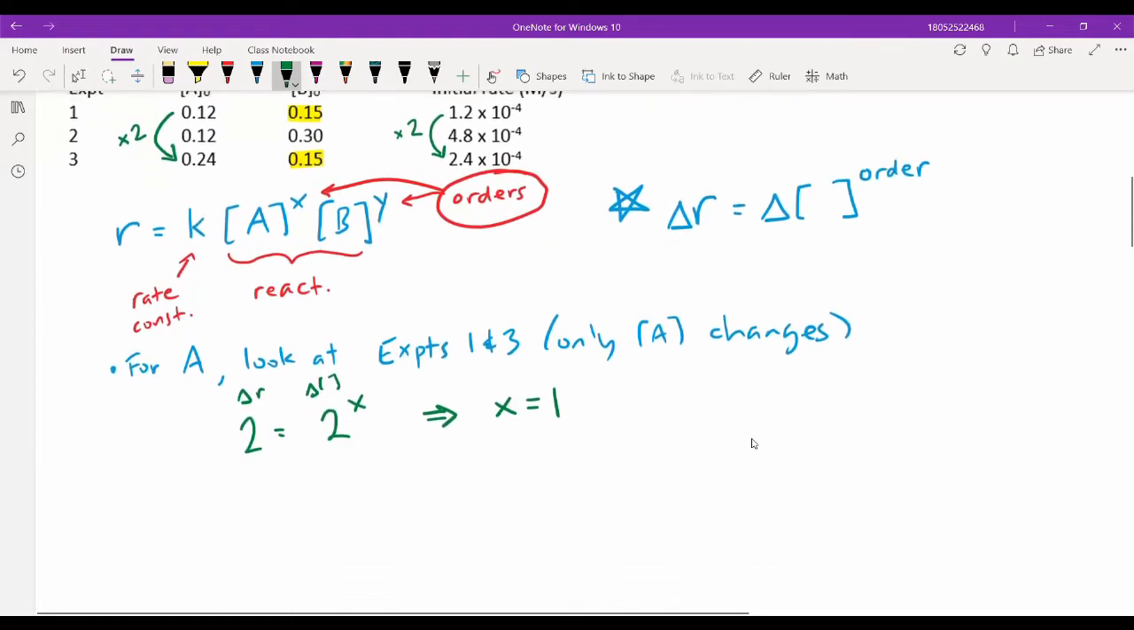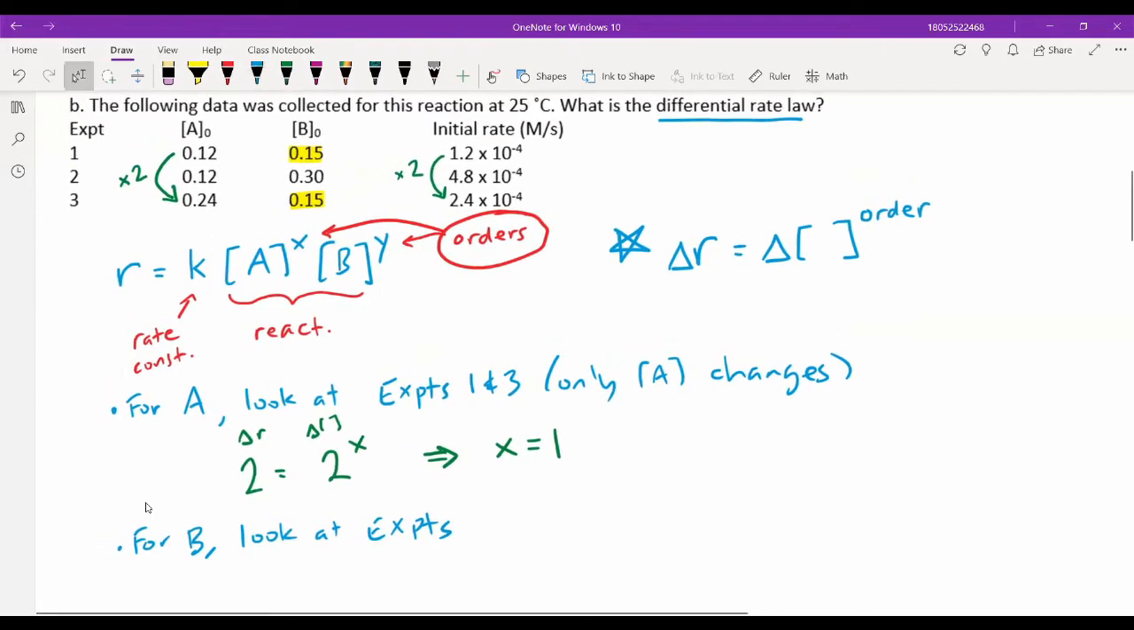And then we're going to look at determining the order for B. Look at experiments where only B changes. So going back up here, let's see, erase this to make it not too confusing. A is the same in 1 and 2, and B is changing. So what we're going to do is write this down: 1 and 2, only B changes.